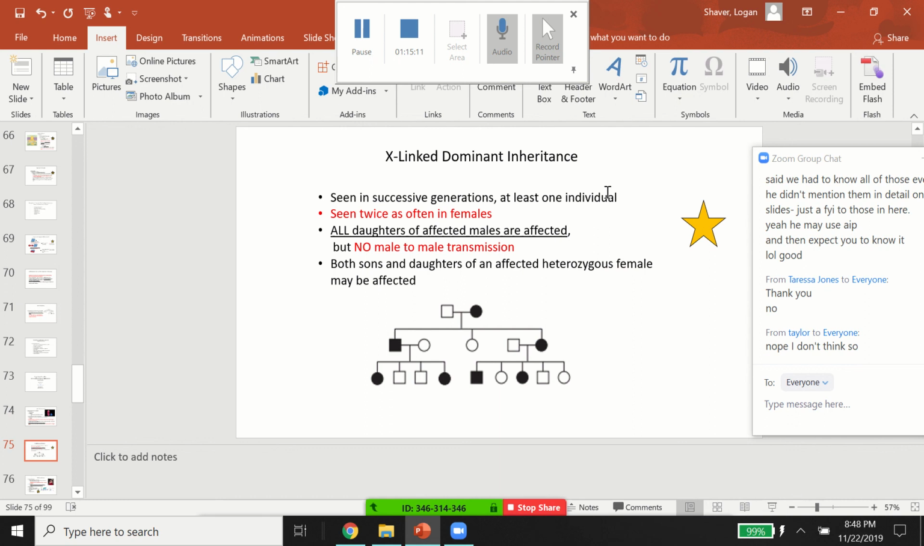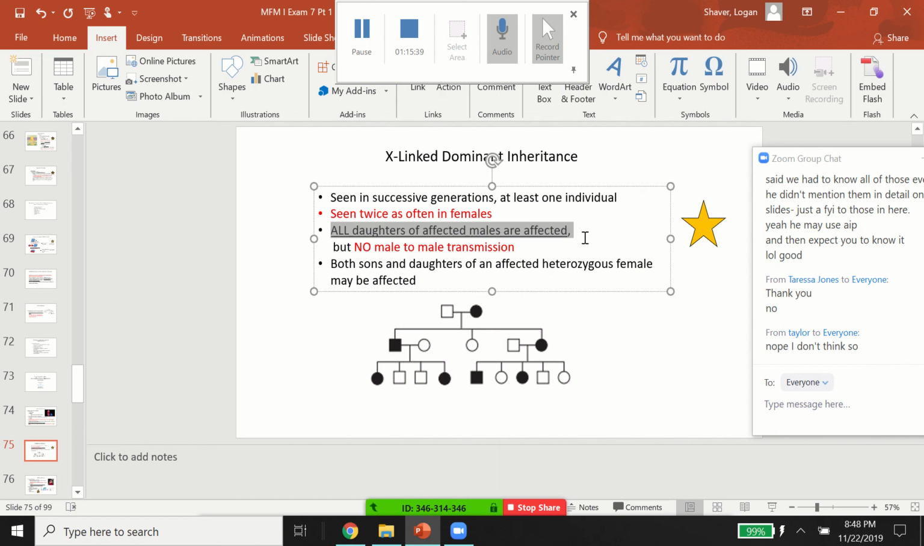Okay? So, X-linked dominant inheritance. Okay? Seen twice as often in females. Now, why is that? Because it sounds like it would be going against what I just said, right? But in this case, since it's X-linked dominant and you have 2 X's with females, then it's going to be seen a lot more often in females because the chances of getting that X are a little higher because they have 2 X's, right?